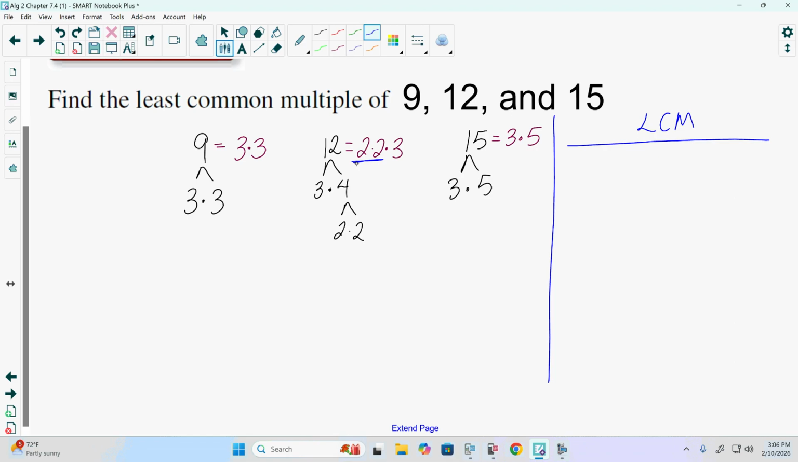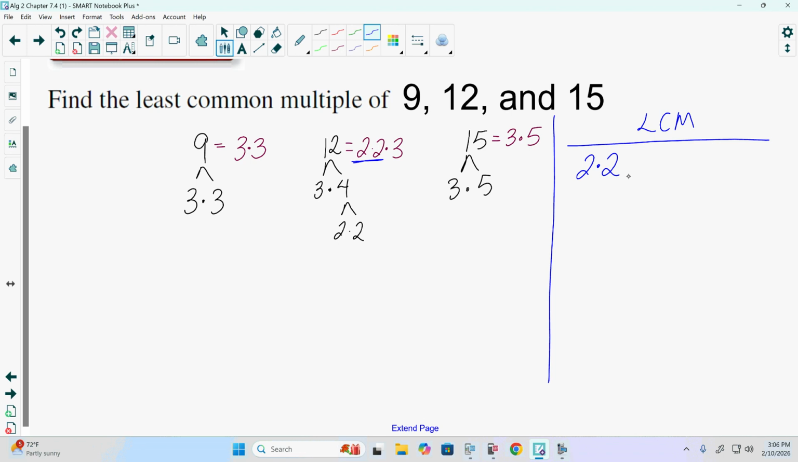And how many times does 2 show up as a factor for 15? 0. So with 12, it shows up the most with 2 2's, yes? So how many times does 2 need to show up as our factor for the least common multiple? Twice. So we have twice.